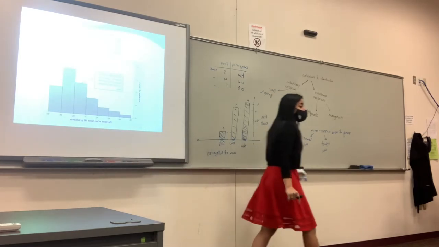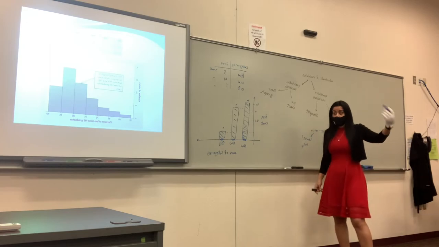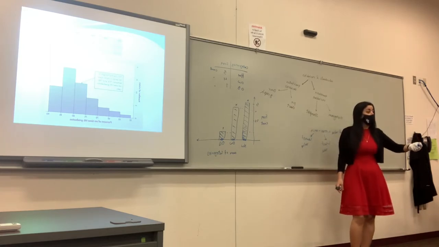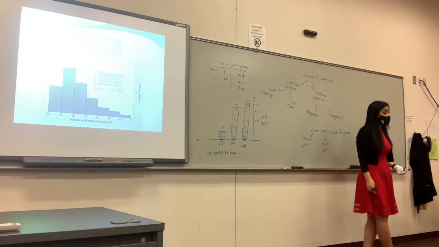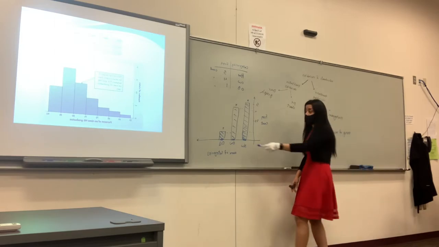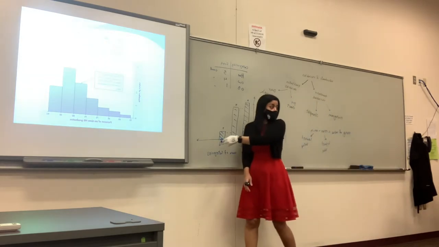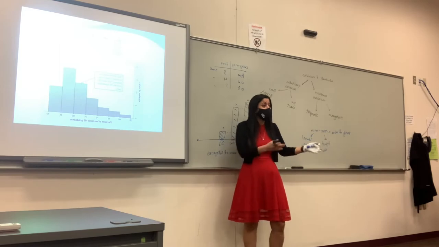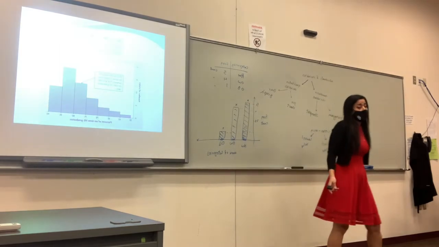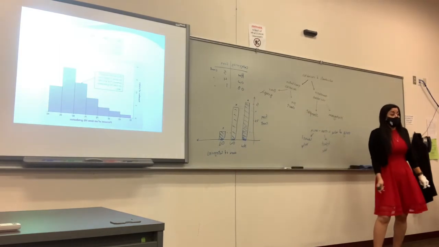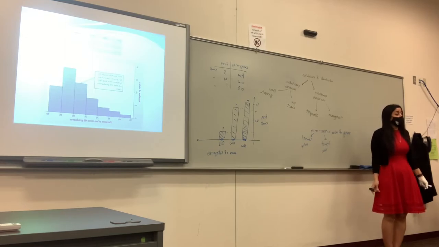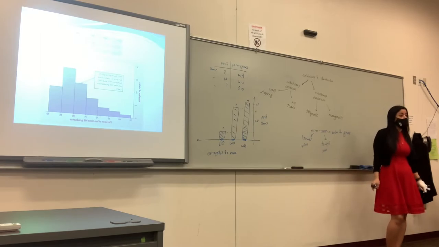So this is the biggest difference between histogram and bar graph. In a bar graph, you will see gaps between the categories because they are categories separated from each other. But in a histogram, you don't see any gap because all the values are connected to each other. The class intervals are connected.